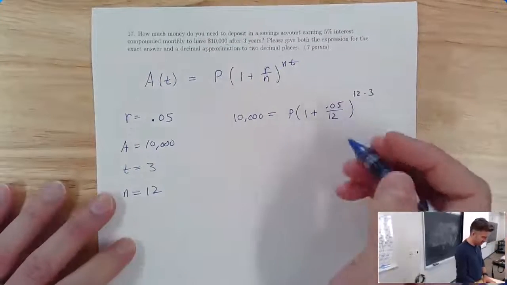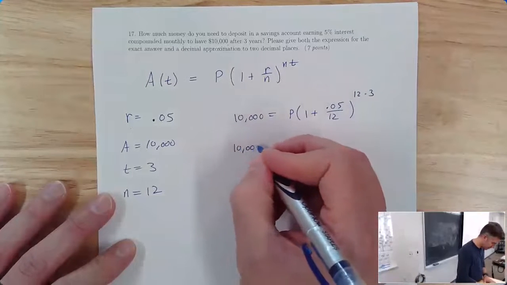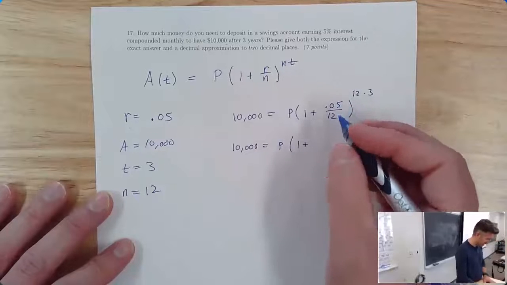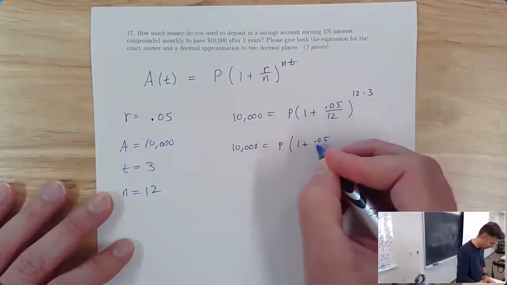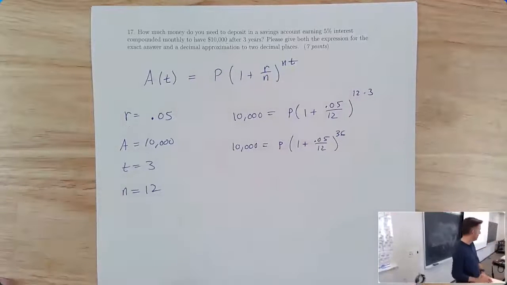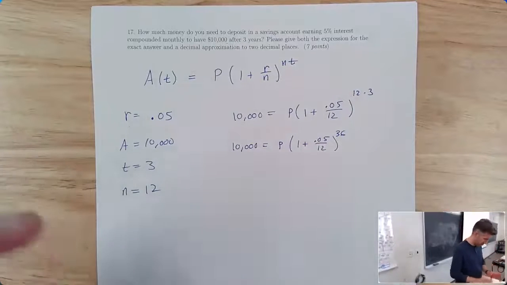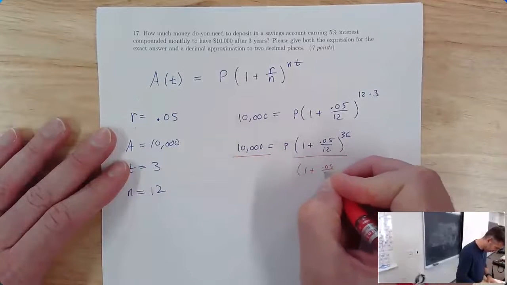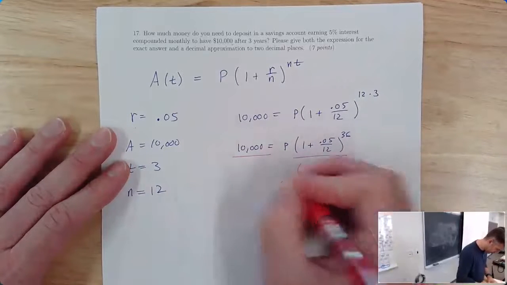I'm going to simplify this a tiny bit. I'm going to write this as 10,000 equal to P times 1 plus, this doesn't really simplify, so I'm just going to leave it as is, 0.05 divided by 12. 12 times 3 is 36. Unlike having to solve for T here, there is no need to use a logarithm. All we have to do is divide both sides by this thing here, 1 plus 0.05 divided by 12 to the 36 power.